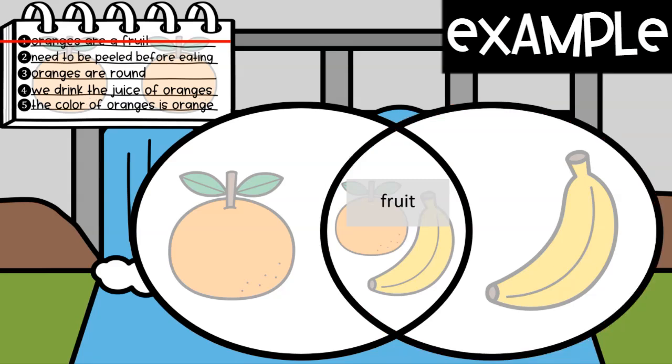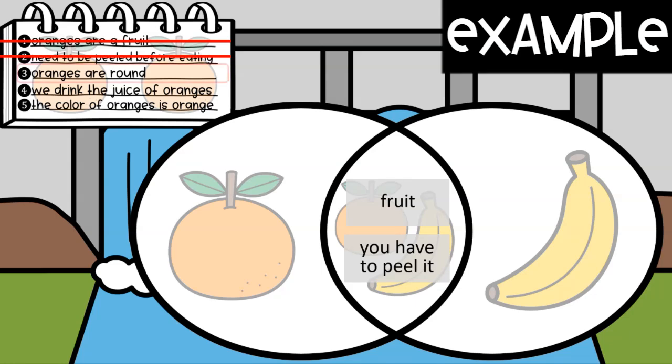We also said that oranges need to be peeled before you can eat them. Where do you think that information should go? Only about oranges, only about bananas, or both? Great job! It's also true of both oranges and bananas that you have to peel them before you can eat them. Let's put that information in the middle.